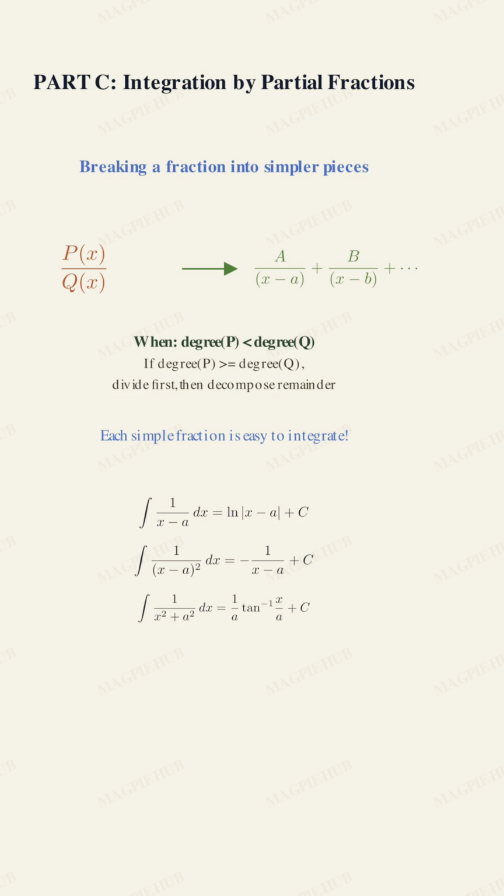The integral of 1 over x minus a is ln of the absolute value of x minus a plus c. For repeated factors, 1 over (x minus a) squared integrates to negative 1 over x minus a plus c. And for irreducible quadratics, we get inverse tangent terms. There are 4 main types of partial fraction decomposition.